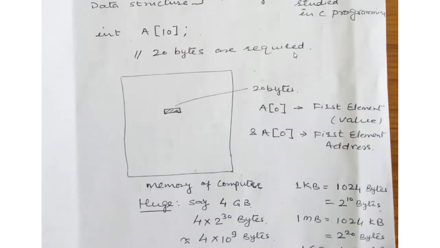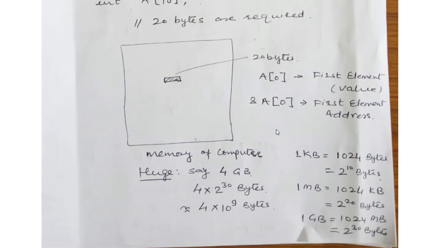Now what happens? Suppose this is your computer memory. See, computer memory is very huge. You only need 20 bytes. But suppose you have a memory of 4 GB, then it becomes a total of 4 into 2 to the power 30 bytes, that is approximately 4 into 10 to the power 9 bytes. So there are a lot of bytes in your memory. Out of those, you only need 20 bytes for your array. Then these 20 bytes are allocated somewhere in your memory, and you have some method to access or retrieve that data which is stored here.